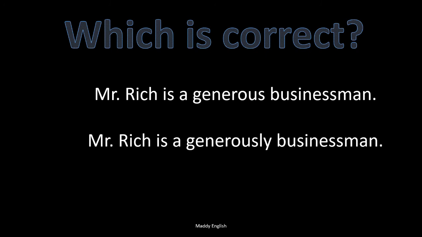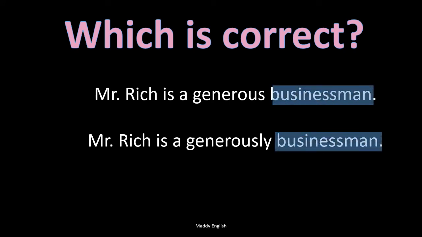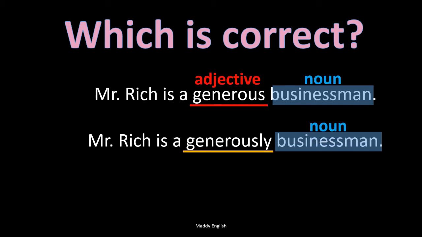Mr. Rich is a generous businessman. Mr. Rich is a generously businessman. Which is correct? Businessman is the noun used in the sentence. To describe the noun, an adjective is used, not an adverb. The answer is: Mr. Rich is a generous businessman.